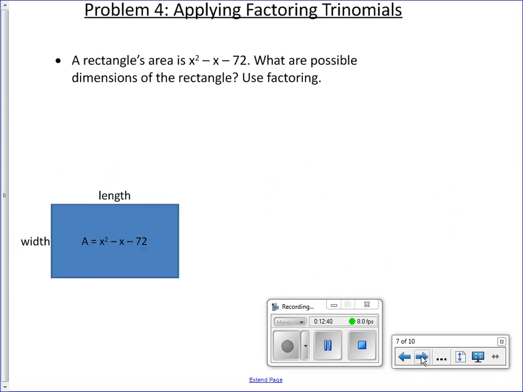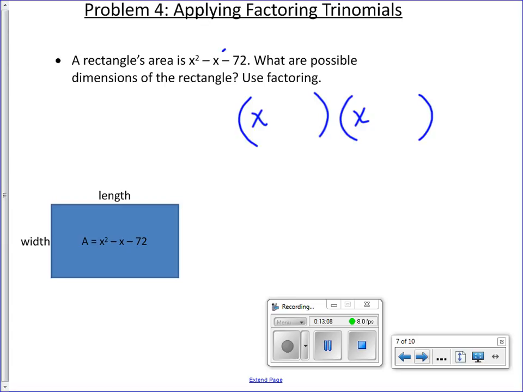All right, let's apply factoring trinomials to this rectangle. A rectangle's area is x squared minus x minus 72. What are possible dimensions of the rectangle? All right, and we're going to use factoring. So let's draw parentheses. One will represent the length and one the width. We know that we're going to have an x as our first term in each one.